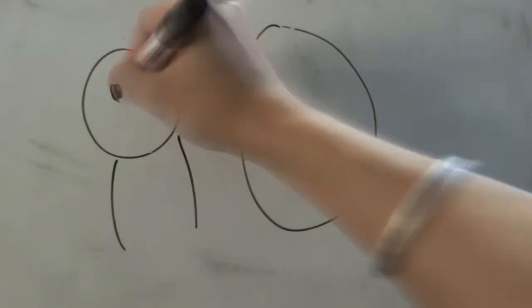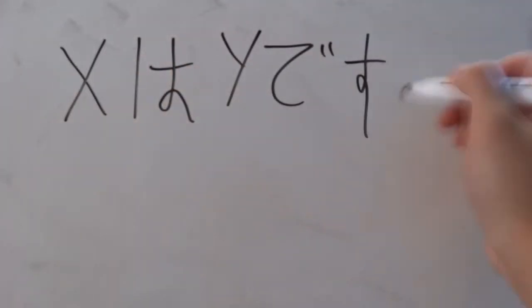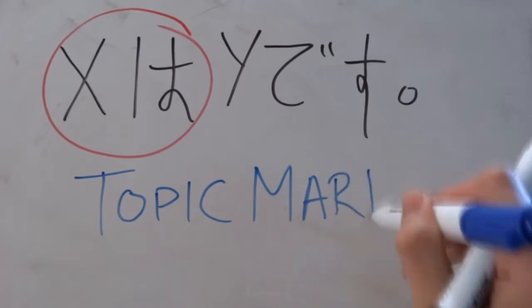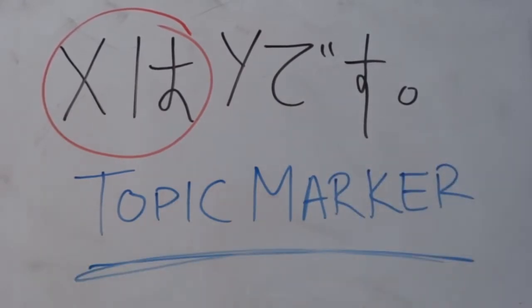This is where we go back a bit more to the start and look at the original grammar structure. X wa Y desu. Wa is known as the topic marker, which, surprise, marks the topic of a sentence. What this means is that as the speaker, you allow the listener to hear what you're going to be talking about in the sentence specifically, and you provide that extra context to clear up any ambiguity.